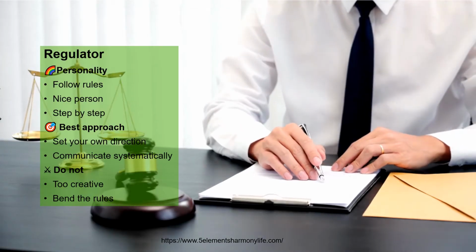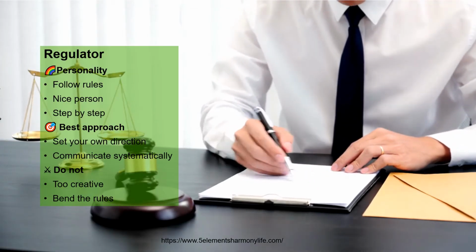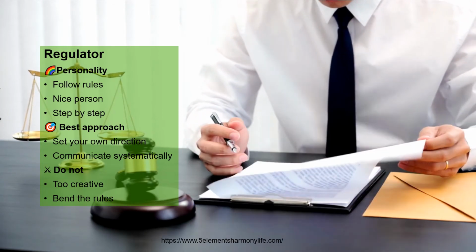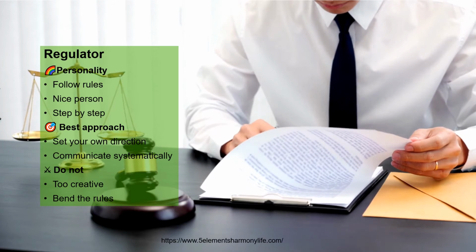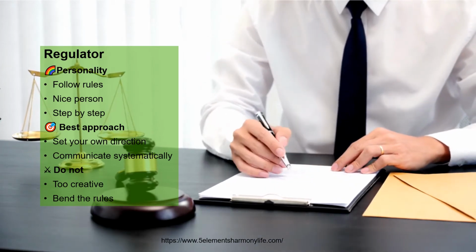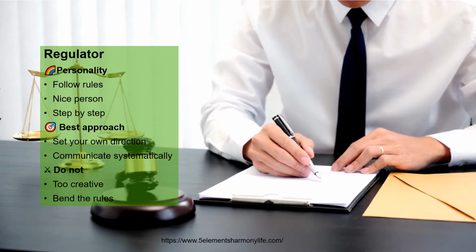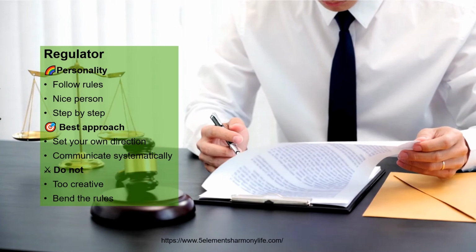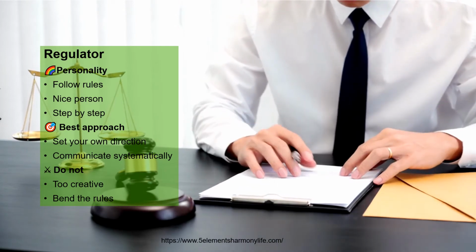The second personality is the regulator, which means that this person will have a lot of elements which control them, such as if they are a Jackwood or a Yangwood, meaning they have a lot of metal in their charts. Their personality is that they like to follow rules. Normally, they are quite nice and step-by-step people.